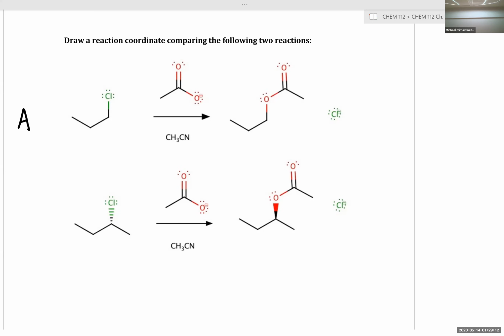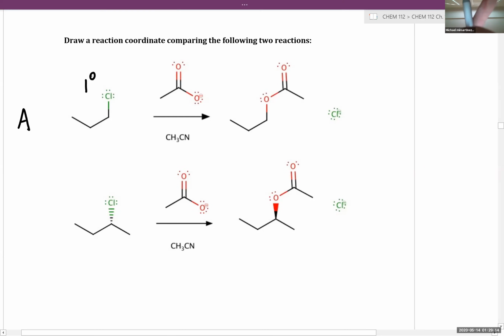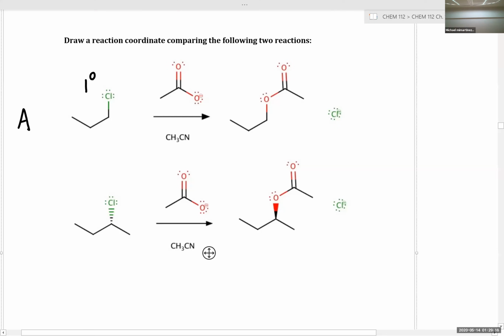Substrate A is primary, okay. And what about substrate B? What about substrate B? Secondary, yep.